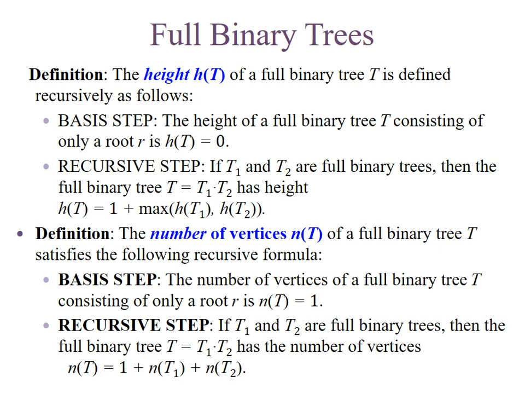Then for the recursive step, if we have T1 and T2 as the left and right subtrees, then the number of vertices of this tree is 1 plus the number of vertices of T1 plus the number of vertices of T2. Intuitively this is correct because we have one root and we have the left and right subtrees. So the total number of vertices will be 1, this is the root, plus the number of T1 and the number of T2.